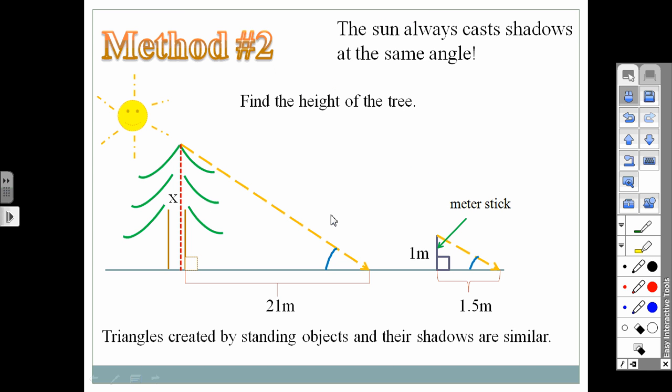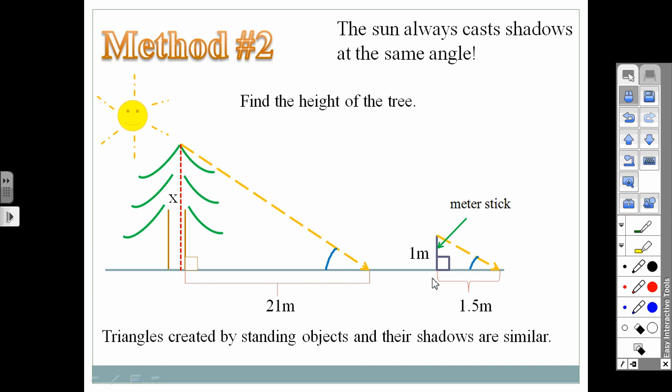Here's the next method. The method 2 involves the sun. So you're casting shadows on the ground. So say you had this big tall tree here that was too tall for you to be able to climb up and actually measure, and you want to figure out how tall it is. Well, the sun is high up in the sky. It casts a shadow in front of the tree. And so you can actually measure the length of that shadow on the ground.